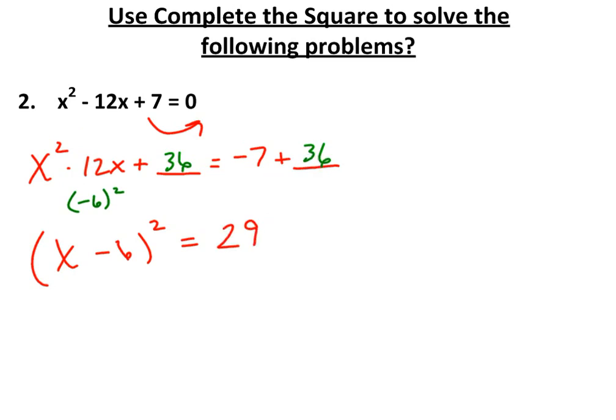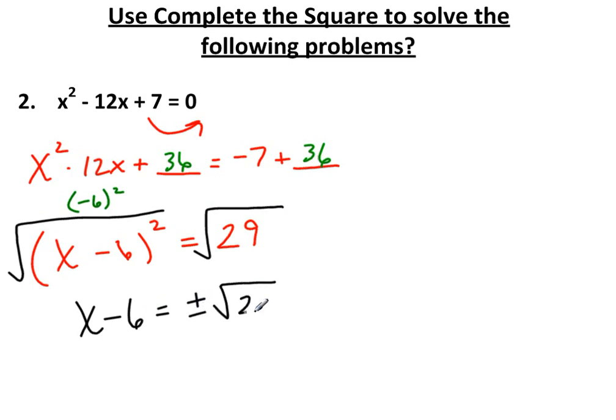Now what I want to do is take the square root of both sides. x minus 6 equals plus or minus the square root of 29, which does not simplify anymore. If it did, I wouldn't want a decimal answer, I'd want a simplified radical. And then I'm going to add 6 to both sides.